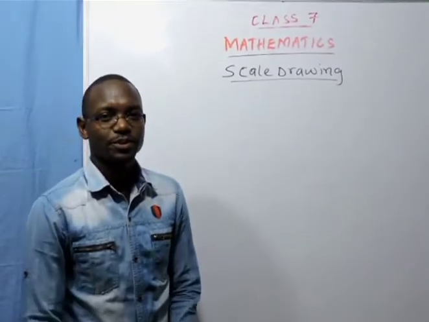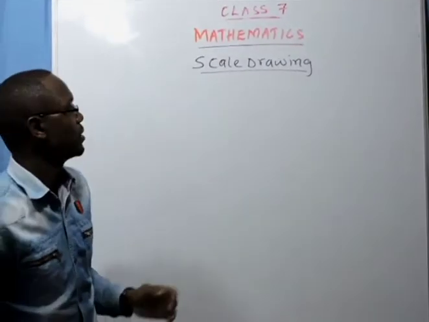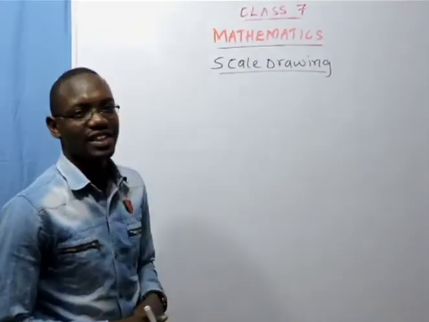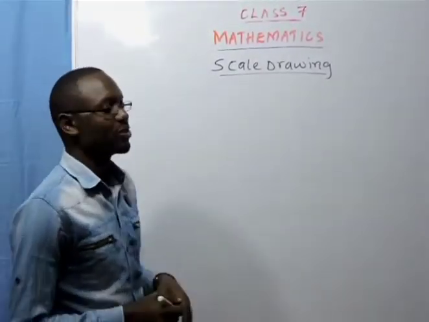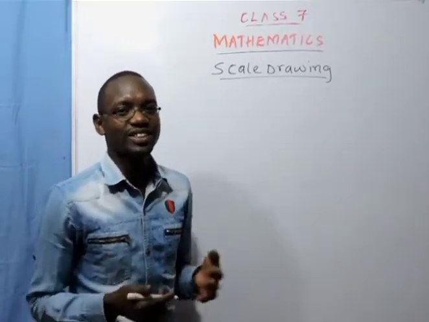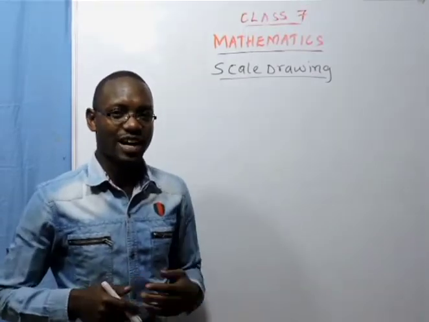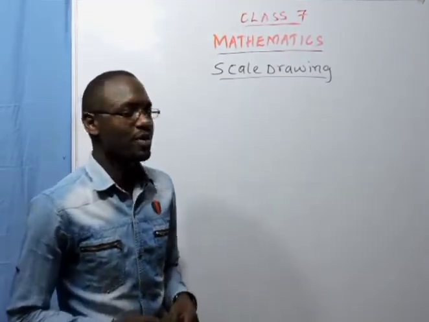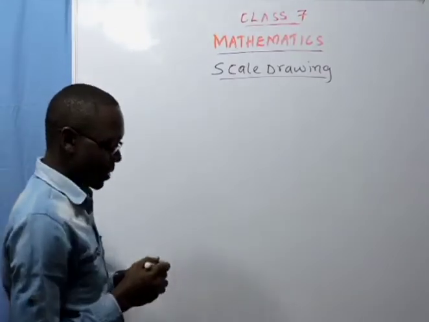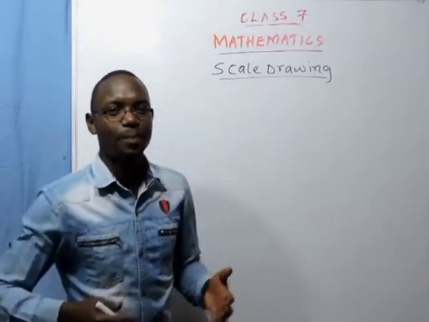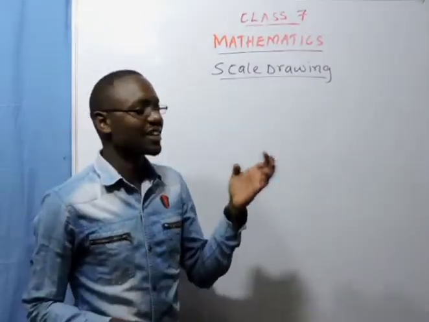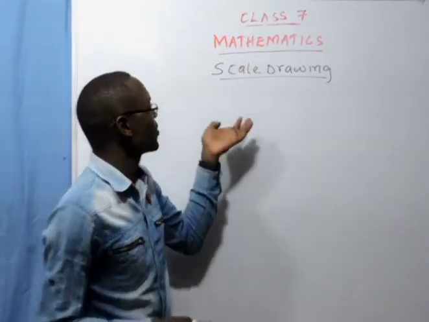Hello, class 7 pupils. Welcome to today's lesson. Today we are going to look at scale drawing, and we did this one in the previous class, that is class 6, whereby you said that scale is a representation of the actual distances on a piece of paper or on a map. You can decide to represent certain measurements on the ground on a piece of paper or on a map. So the representation is what we call the scale.